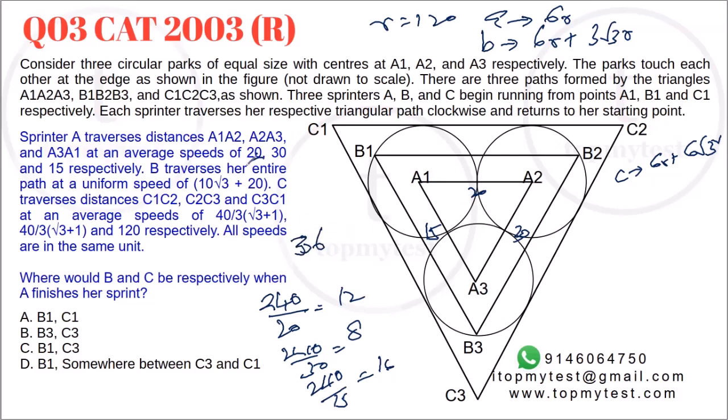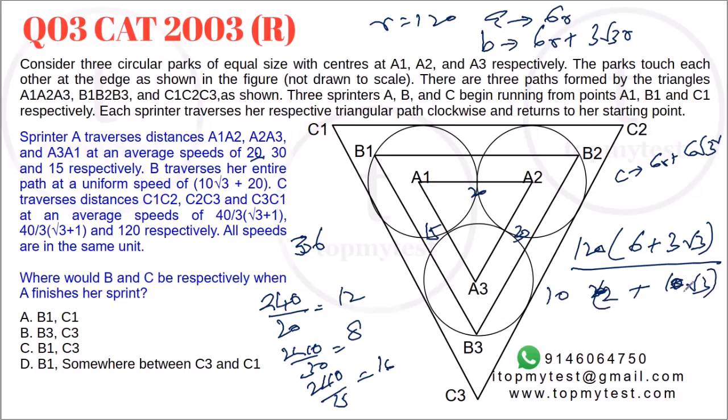Now let's see where B will be after 36 seconds. Okay. Now B continuously traverses at 10 root 3 plus 20. Right. So B's total distance will be, if I take R out, 120 into (6 plus 3 root 3). Speed is 10 root 3 plus 20. So if I take 10 out, that will be 10 into (2 plus root 3). Right, this is 3 times. Right, this is out. 12 into 3 is 36. So B will also complete her path completely.